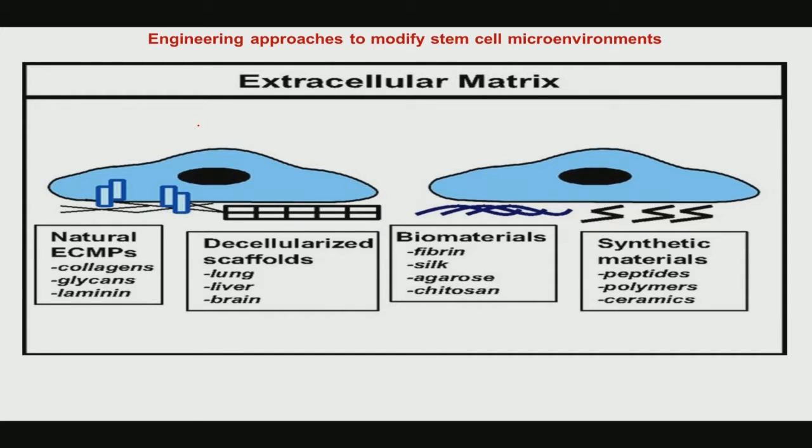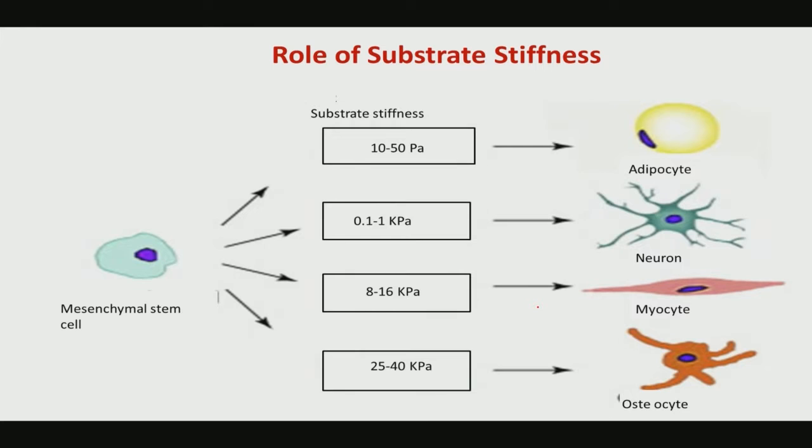Now, you have different natural biomaterials, biomaterials of natural origin like fibrin, silk, agarose or chitosan, and you have synthetic materials also, like polymers, ceramics or metals. Now, depending on what kind of material or substrate you are using, each substrate will certainly have a different elastic modulus. Therefore, biophysical constraints or biophysical cues would also be different. So, just to give an example of how different substrate stiffness can guide stem cells to different lineages.